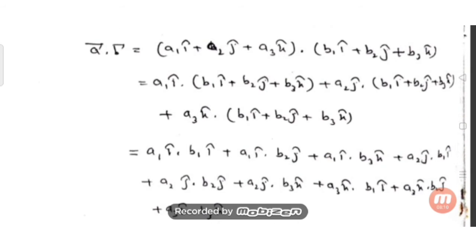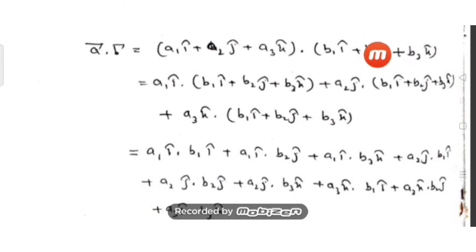So for the proof, I just consider a bar dot b bar and put the values of a bar and b bar, which is a1i cap plus a2j cap plus a3k cap dot b1i cap plus b2j cap plus b3k cap. Then I have applied here the distributive law. A1 i cap dot the whole vector plus A2 j cap dot the whole of this component of B plus A3 k cap into B1 i cap plus B2 j cap plus B3 k cap. Distributive law I have applied. Here the right distributive law I have applied.